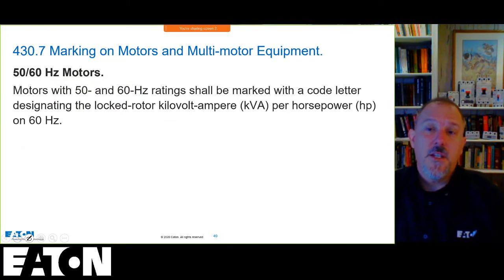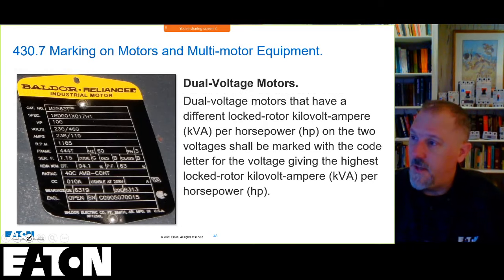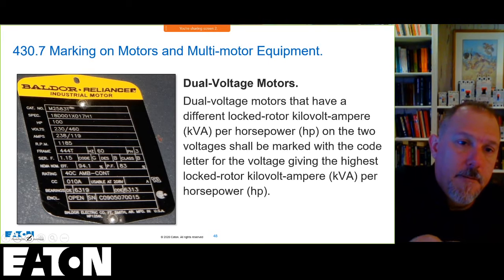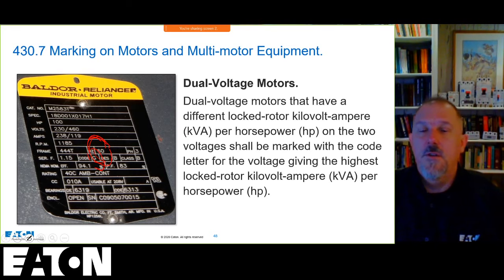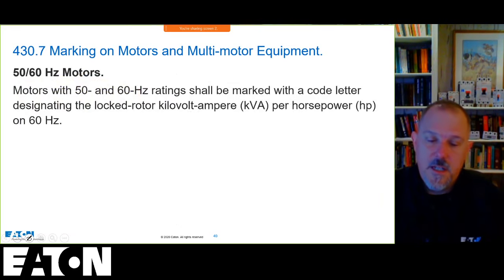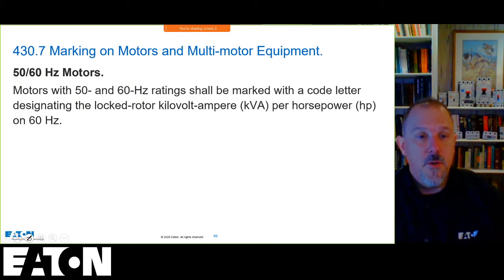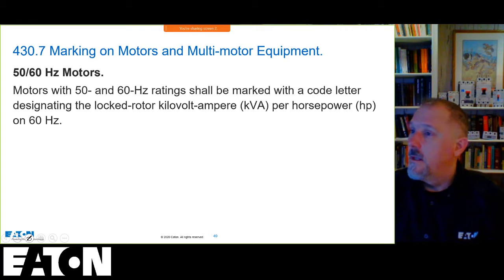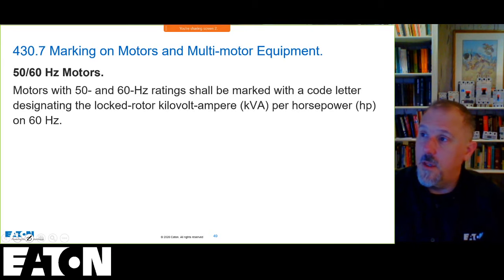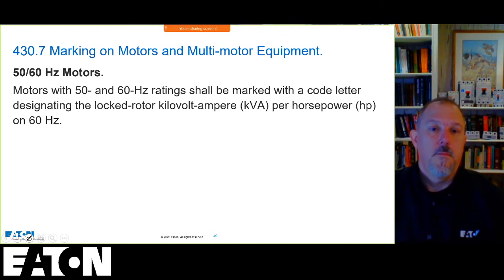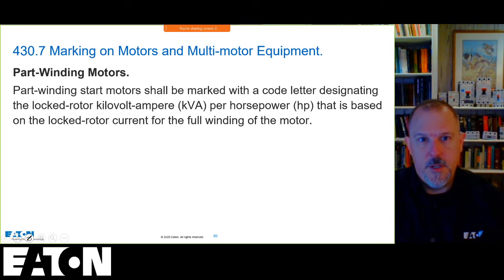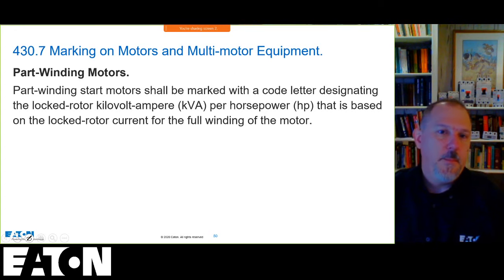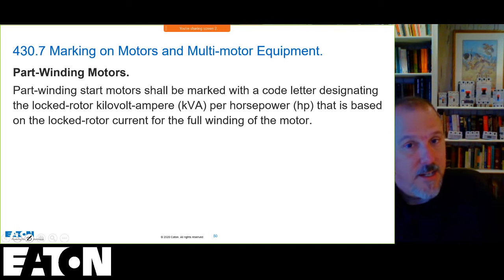50 and 60 hertz rating. So this motor in specific, you'll notice it only says 60 hertz, and the 60 hertz is right there. That's your 60 hertz, not 60 horsepower. Some motors can be used at 50 and 60 hertz. And 430.7 tells you that it has to be marked with a code designating the locked rotor kVA per horsepower on 60 hertz. Just another important detail. Part winding motors are marked with a code letter designating the locked rotor kVA per horsepower that's based on the locked rotor current for the full winding of the motor.